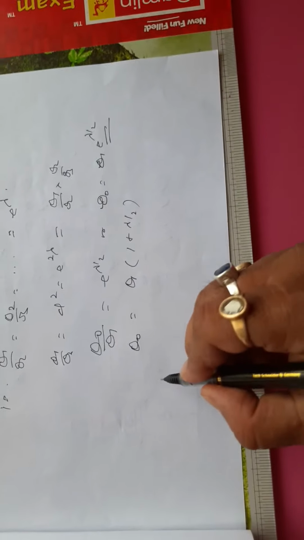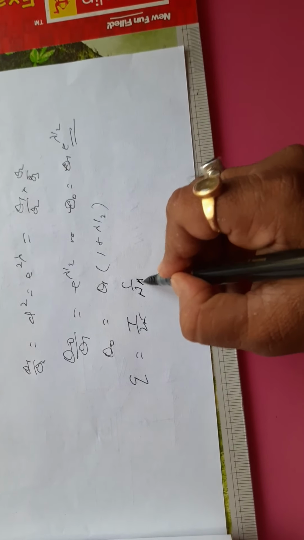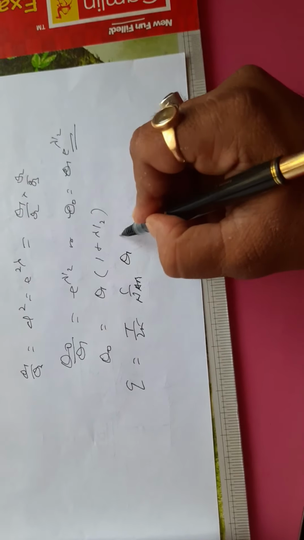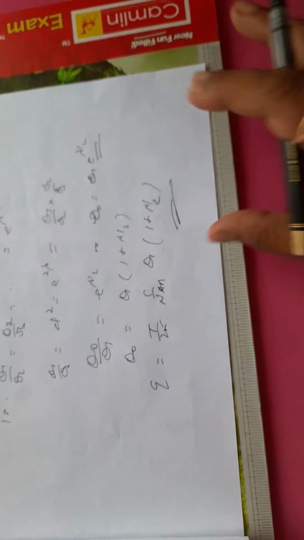Substituting this in the previous equation, we'll get Q is equal to T by 2 pi into C by N A B. In place of theta naught, we'll place theta 1 into 1 plus lambda by 2. So this is the final relation.